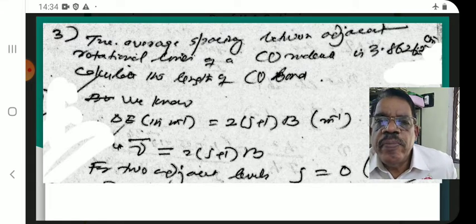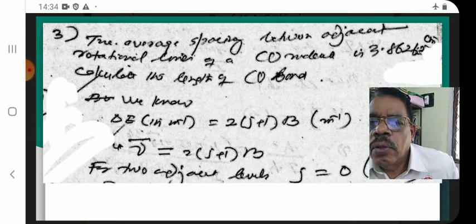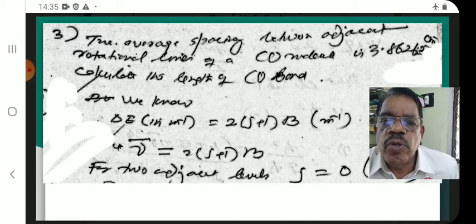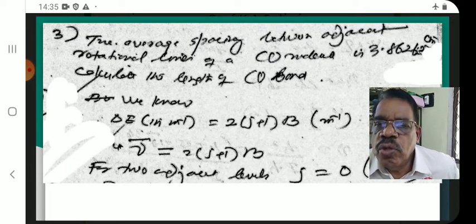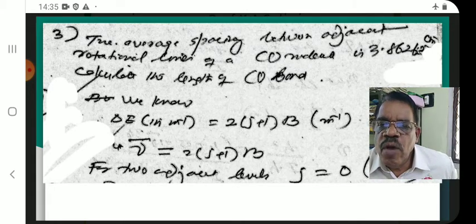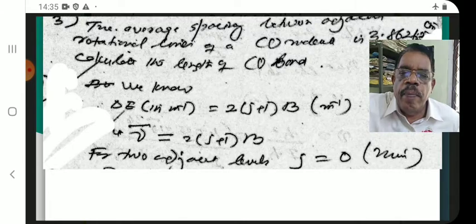The spacing between adjacent rotation levels of a CO molecule. So delta E in meter raised to minus 1 is equal to 2 into J plus 1 B meter raised to minus 1. Delta E in meter raised to minus 1 we can write as nu bar, which is wave number. That is nu bar is 2 into J plus 1 B. For two adjacent levels, J is equal to 0 minimum.